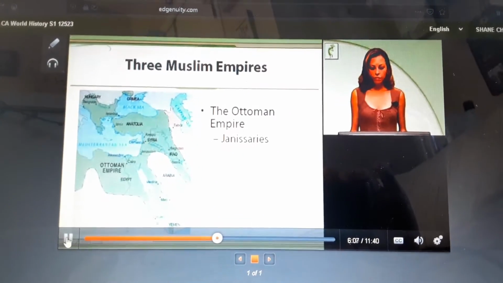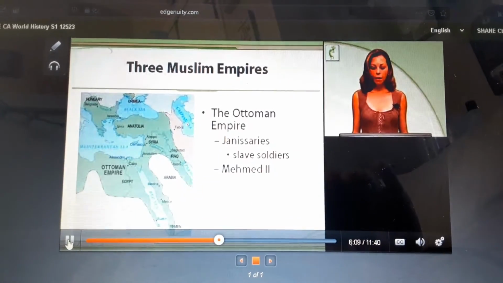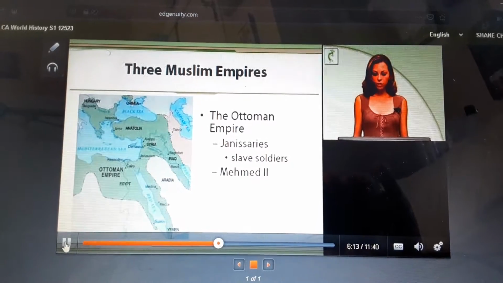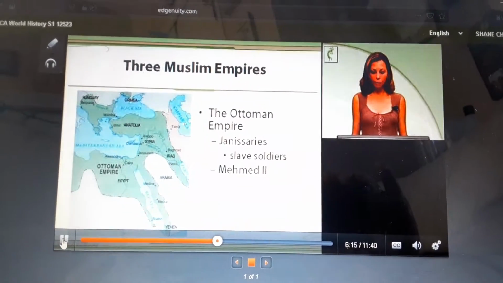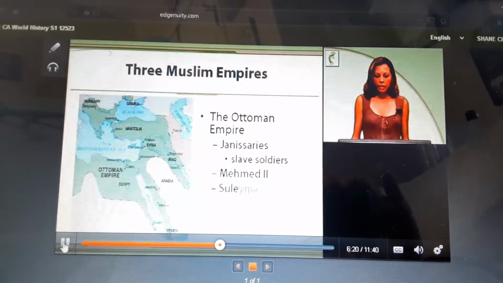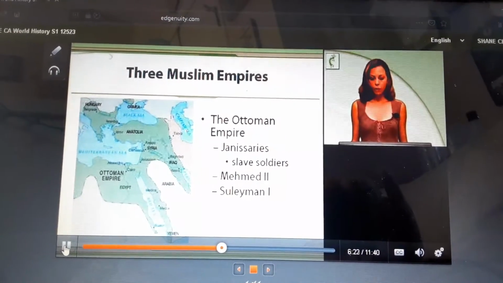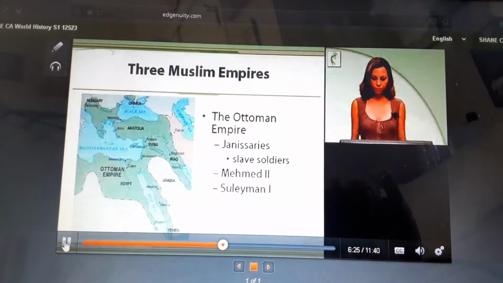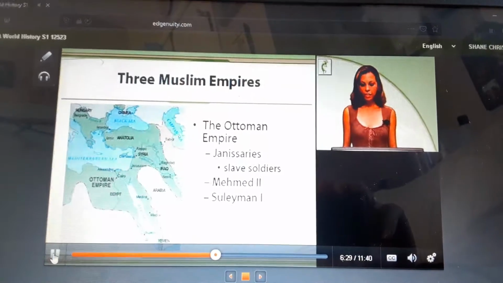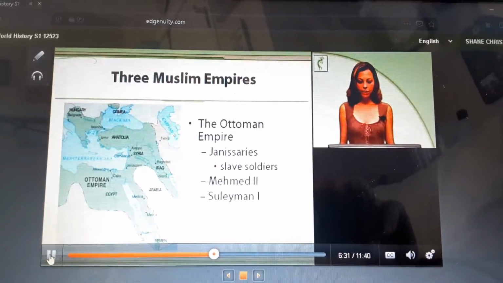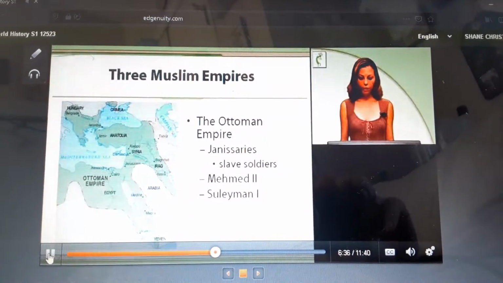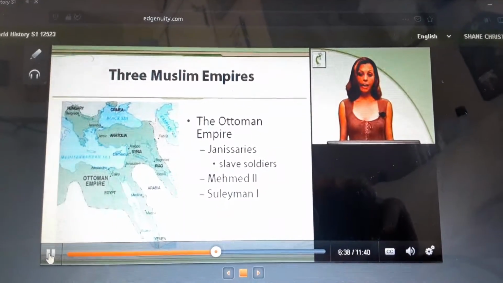In 1453, they were led by Mehmed II, and he captured Constantinople, which was the Byzantine capital. He then became known as the Conqueror. He made Constantinople the new capital and called it Istanbul, and turned the great church in the city into a mosque. A later sultan, or an Ottoman ruler, conquered more land in Asia Minor, Syria, and Egypt.